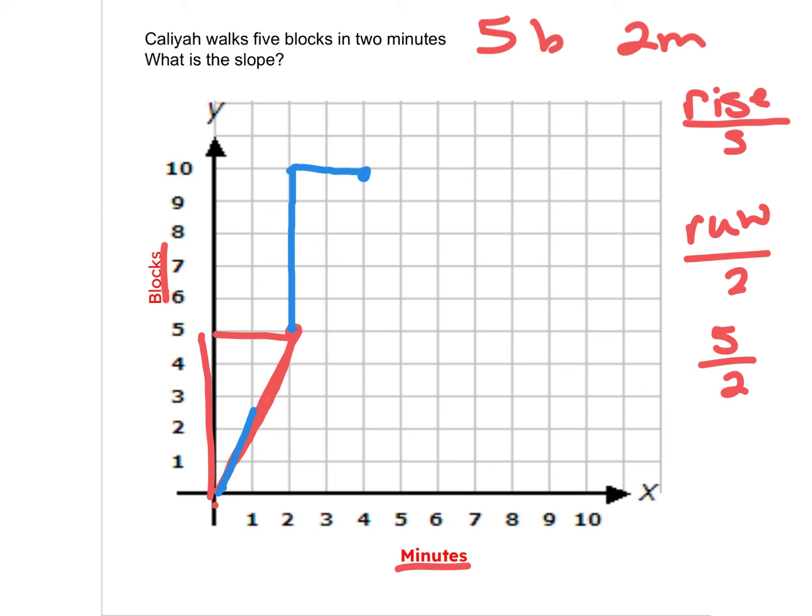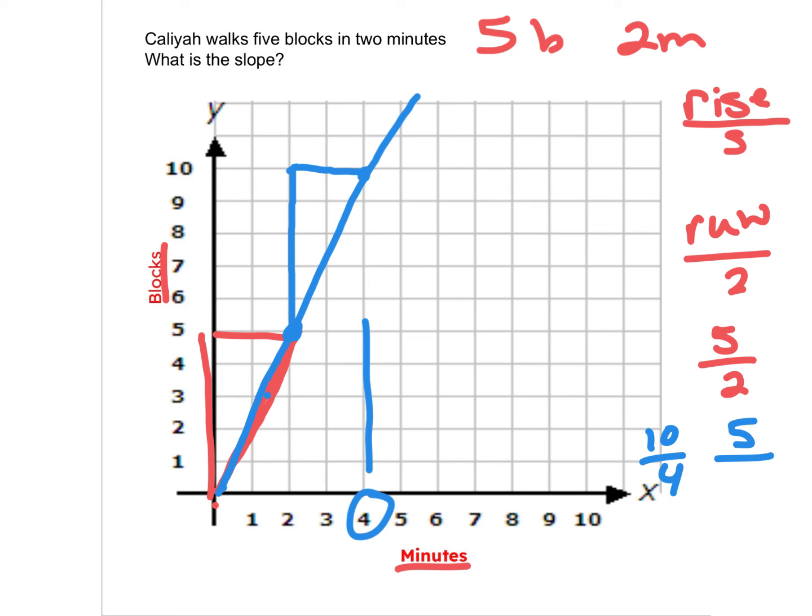So now I have a full chart showing her rise over run from figuring out her first data point to a second. So Kalia walks 10 blocks in a total of 4 minutes, okay? Now, again, 10 over 4, if you use that as a data point, reduced by 2, 10 divided by 2 is 5, and 4 divided by 2 is 2.